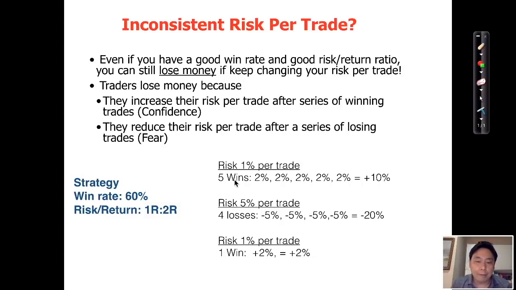But notice they had 5 plus 1, they had 6 wins and 4 losses. So the win rate is 60%. So there's nothing wrong with the win rate. The risk to return ratio is risking 1 to make 2, but they're still losing money. You understand? So traders lose money because they increase their risk per trade after a series of winning trades because of confidence, and the losses come and wipe them out. Or they start to reduce their risk per trade after a series of losing trades, and when the winning trades come, it's not enough to cover for the losing trades.